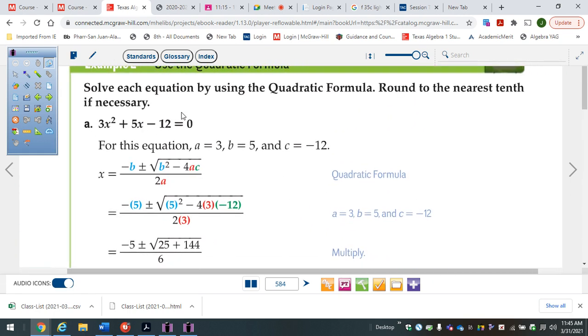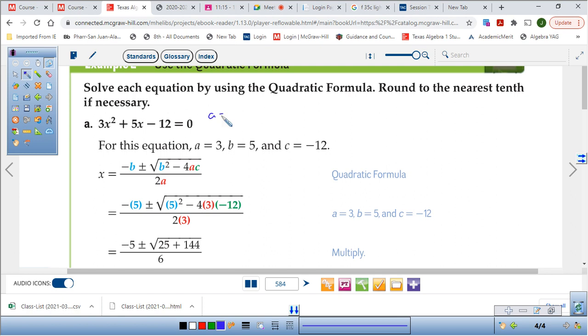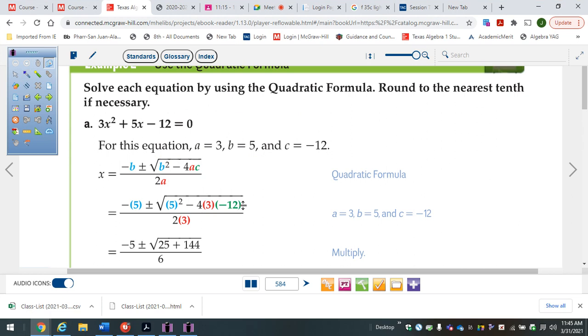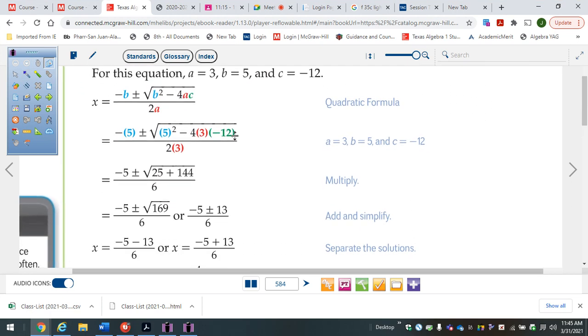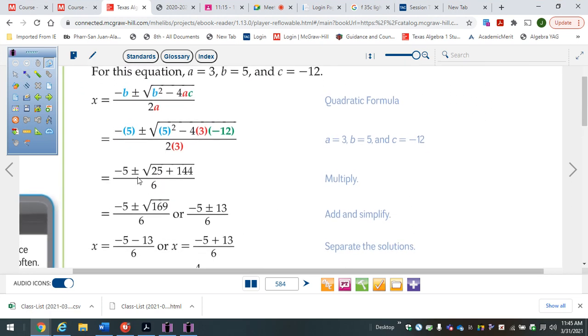So using the quadratic formula, it's just round to the nearest tenth. I'm going to identify A to be 3, B to be 5, and then C to be negative 12. The formula says this. Plug in the B where it goes, the A where it goes, and the C where it goes. And it gives you this. And just do the math slowly. It's not like hard squaring, square roots, all that stuff. Pretty easy.